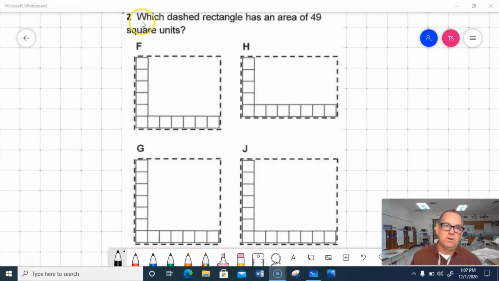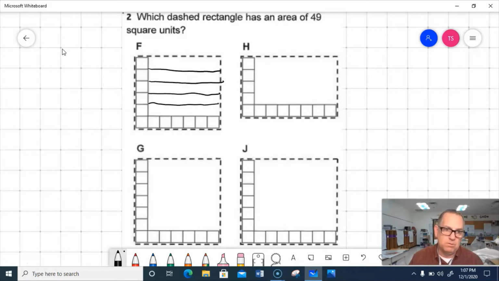Okay, we'll go ahead and look at this next question. It says, which dashed rectangle has an area of 49 square units? This is similar to the one we just did, except our squares are inside of it. We could also fill in the grids the rest of the way. We'll try that on F here. Then all we really have to do is count. That gives you a different way to solve a problem. It's always nice to have a couple different ways of solving problems.